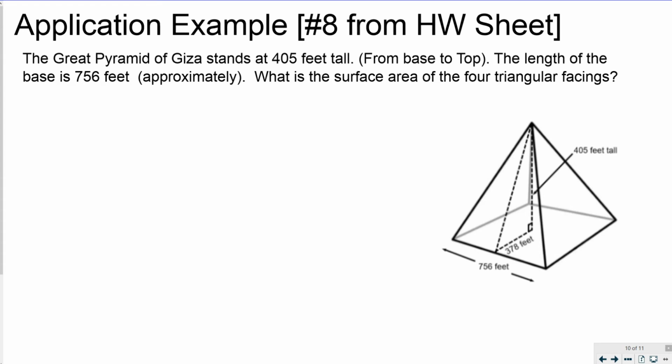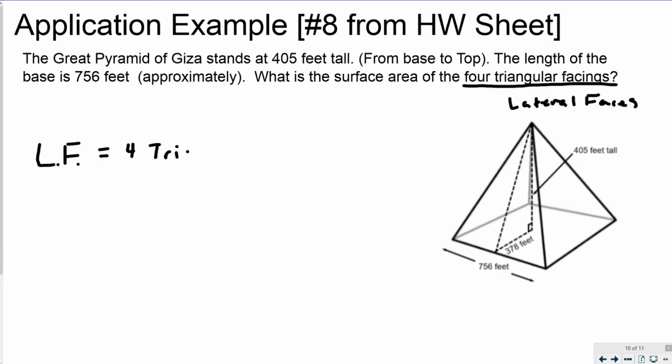Okay. So they say 4 triangular facings. That is code for lateral faces. They want us to calculate the lateral faces. So the lateral faces are equal to 4 triangles. We don't even need to calculate the area of the base because we only want the lateral faces. So let's examine the diagram.